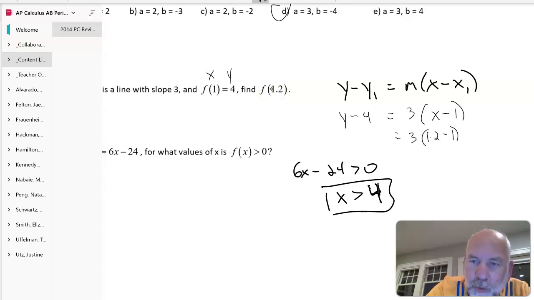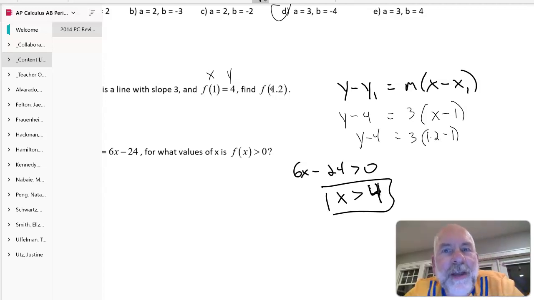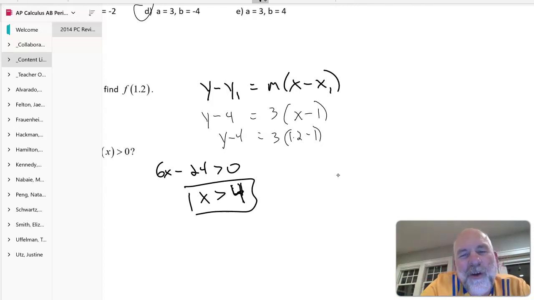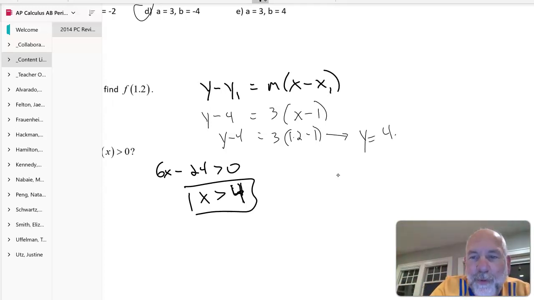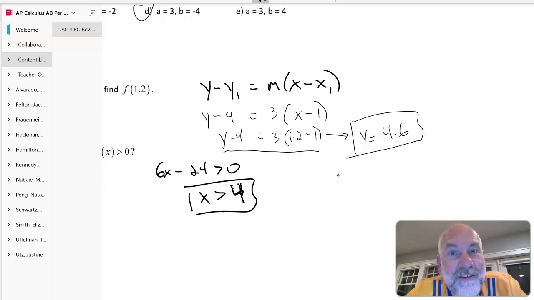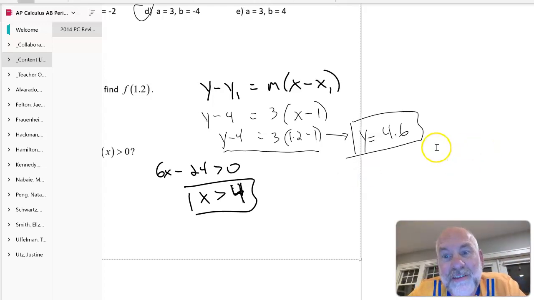And a cool little thing about AP Calculus that I'll teach you right now is that you don't have to show every single step. You should show the setup, and then you can do algebra in your head or computations in your head and then show the answer. I'll teach you over the course of the year how much work you need to show. So 1.2 minus 1 is 0.2 times 3 is 0.6, and then add the 4 over. I can just put an arrow and say y is equal to 4.6, and that's the answer. So I showed really clearly what equation I was solving, and then I showed the answer, and that's good enough.